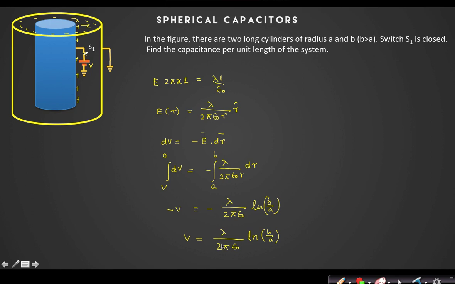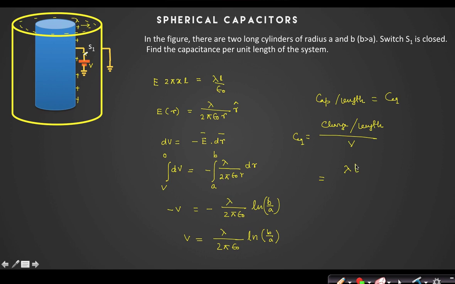But this is the potential difference between these two shells. If I have to find the capacitance per unit length, I have to find the charge sent per unit length by the battery divided by V. Capacitance per unit length is C equivalent. So C equivalent is Q divided by V. Here Q I will take as charge per unit length. What is the charge per unit length sent by the battery? Is it lambda into L?